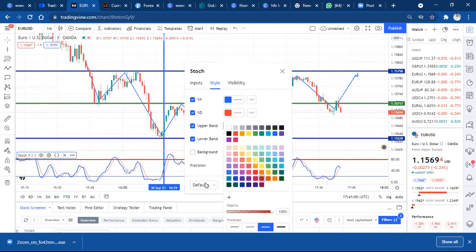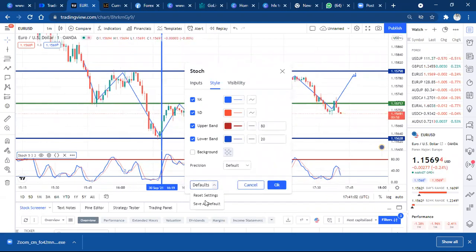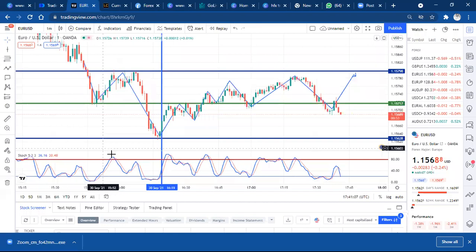All right. I want you to look very well. Above this line, it is considered overbought. Now, below the 20 percentile line is considered oversold. It means price goes from being bought to being sold.